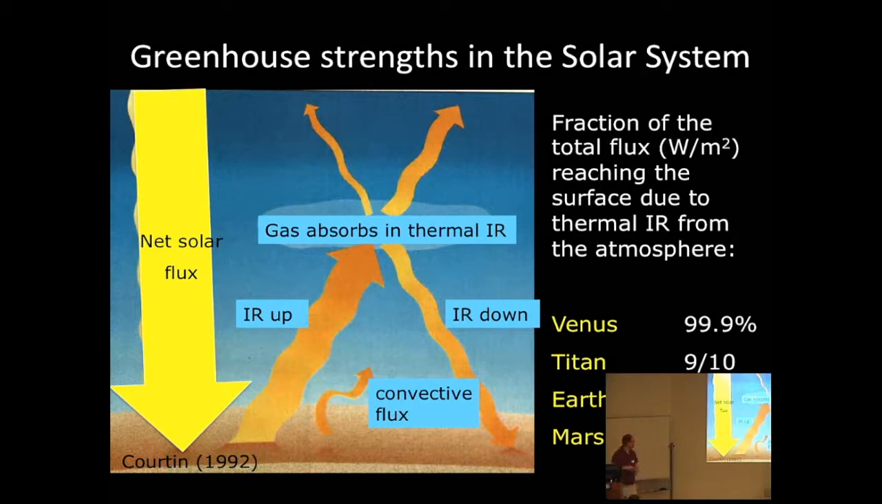But of course, if you look at this diagram, your bounce here is what's coming down. The net solar flux plus the infrared down must equal the infrared flux up plus some convective flux.